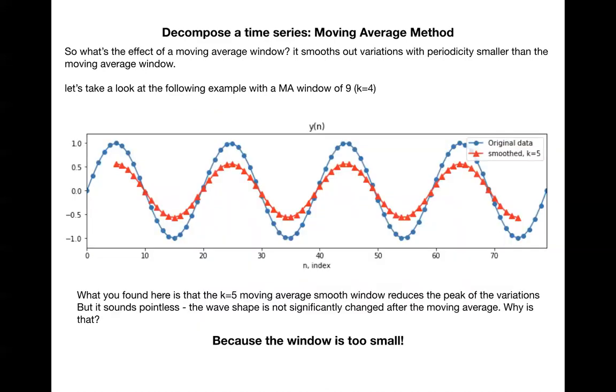What we did here is that for this kind of wave time series structure, we used a k equals 4 window to move along the curve, and basically it reduces the peak of the curve in this way. It does not change any periodicity or the variations of it, just reduces the peak. So why is that? The reason is that the window is too small. It does not have one single period to take out the variations.